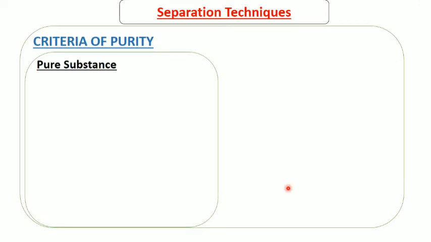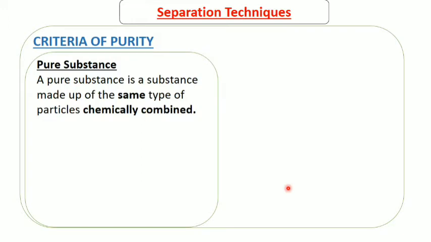So let's define the pure substance. The pure substance is defined as a substance made up of the same type of particles chemically combined. So if water is pure, it should be made of the same type of particles that are chemically combined. For water, it's made of hydrogen and oxygen, which are chemically combined. The only way you can combine the hydrogen and oxygen that make up water is through some chemical processes that we're going to learn later. For now, just know that whatever makes up water, it is chemically combined.